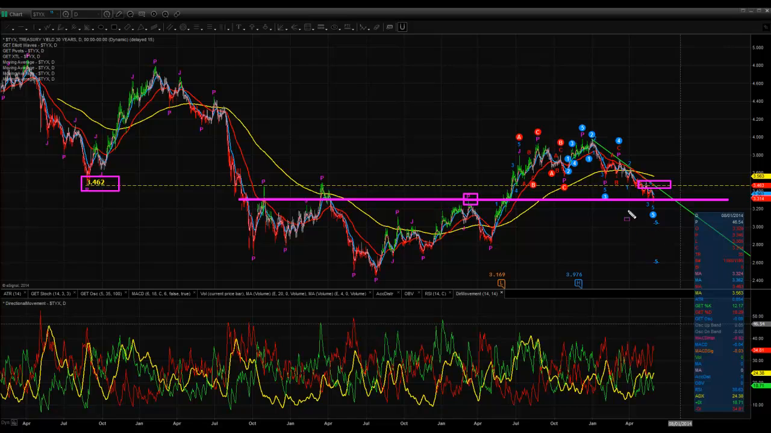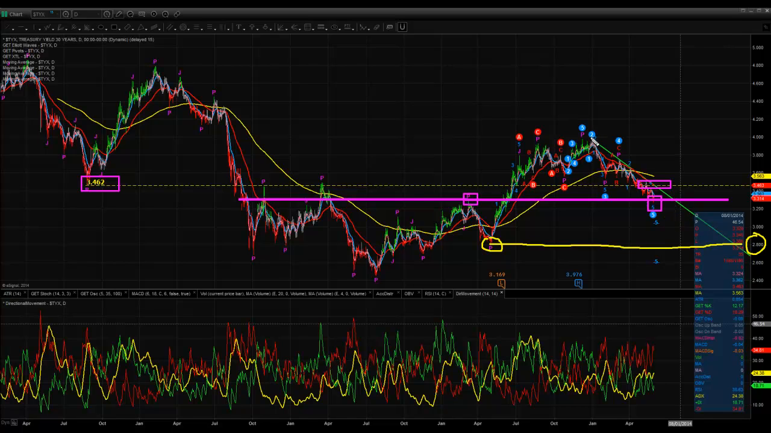If we break this area here, which it looks like it's trying to do, and we have a retest and then it fails, we're going to come down here, and that means all bets are off, and that won't be pretty for the U.S. equity market. That'll take us down to 2.8% for a 30-year bond. Not good at all.